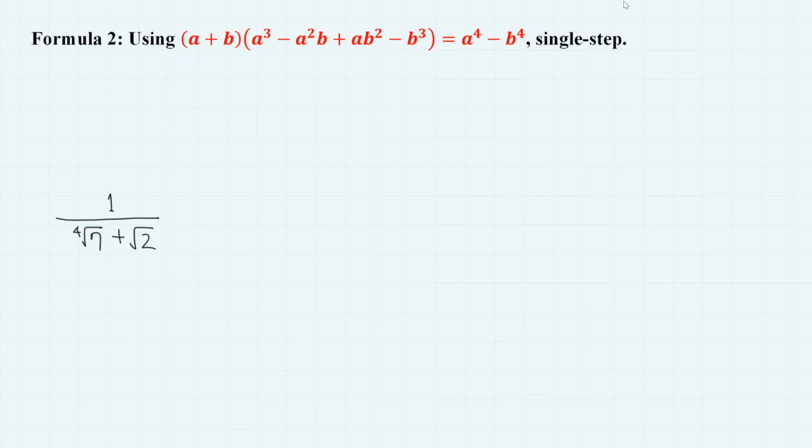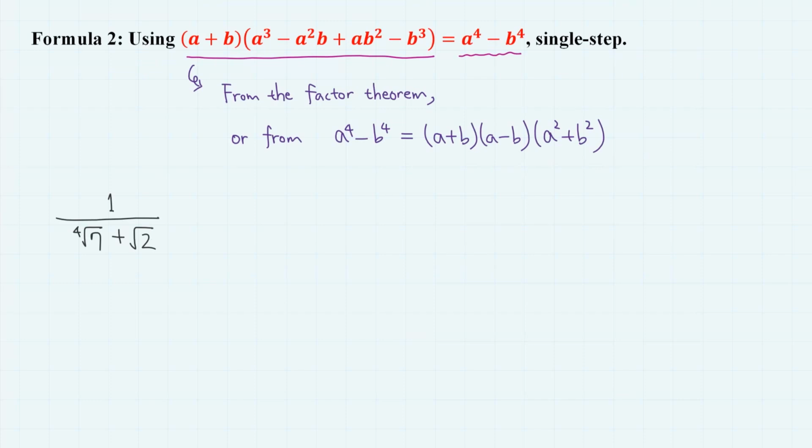But we can use another formula which allows us to rationalize the denominator in a single step. That is, we use this rather unfamiliar factorization formula for a to the power of 4 minus b to the power of 4. You can obtain this by either using the factor theorem or using this rather easy factorization of a to the power of 4 minus b to the power of 4 and expanding this part.